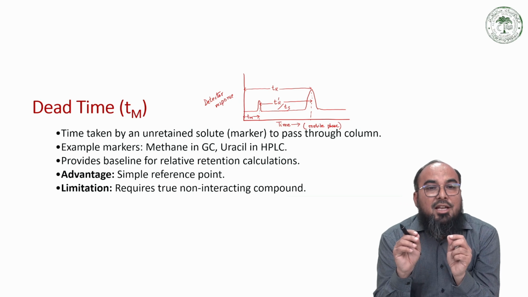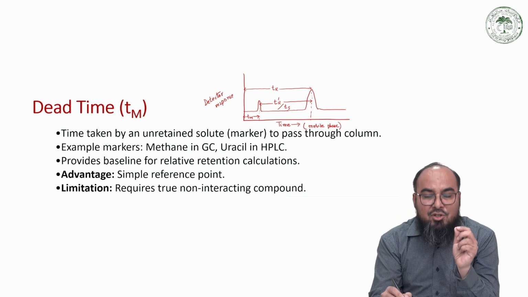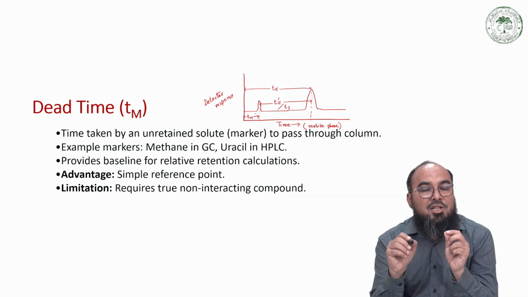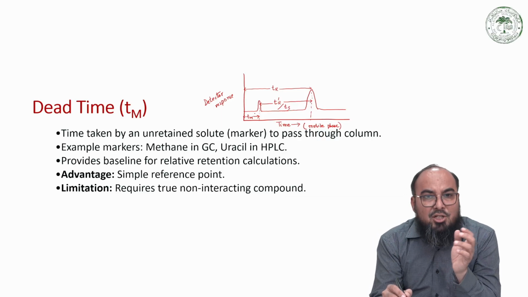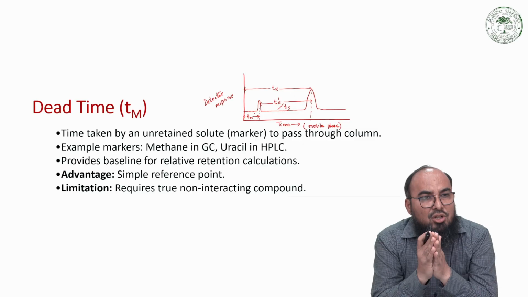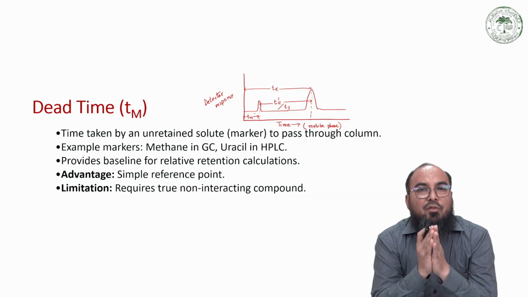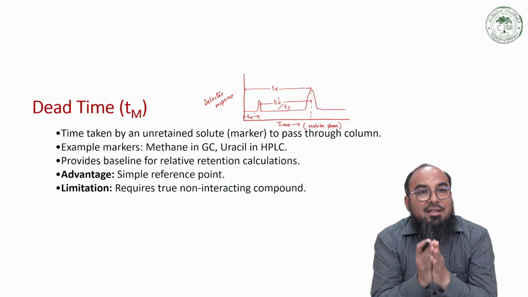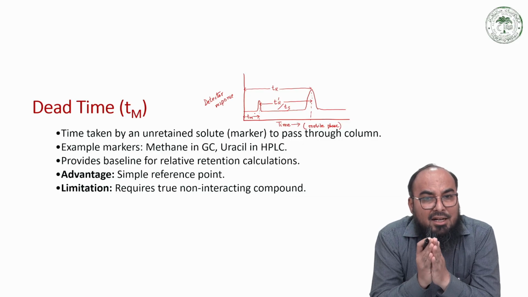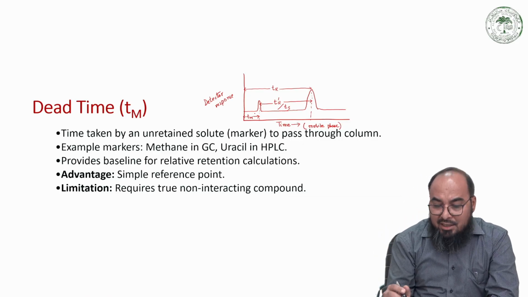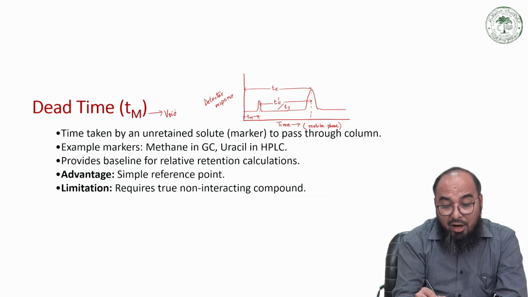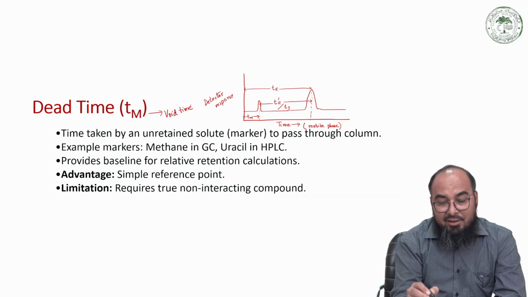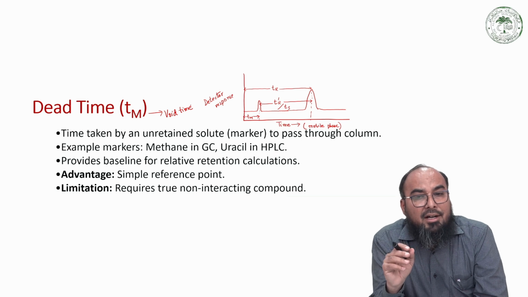Now this Tm gives you the time when you pass only the solute. Simply the neat solute is passed, that gives you the detector response in terms of a peak. That first peak tells you that this solute is not having any sort of interaction with the stationary phase, and that is why it is called dead time, or sometimes void time, that is unretained solute.